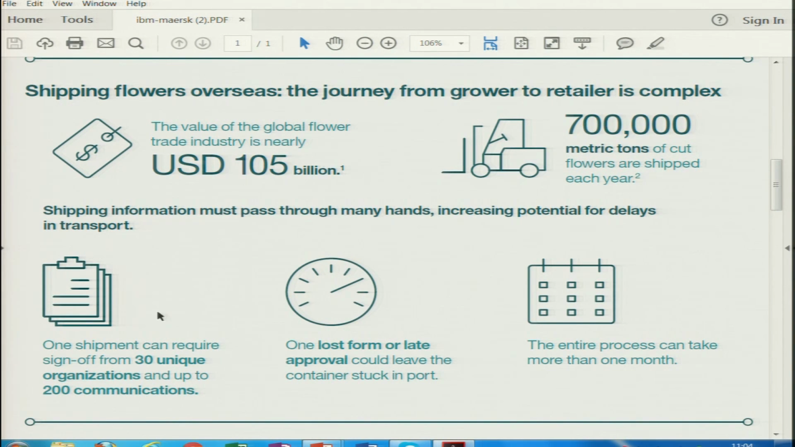So, one shipment can require sign off from 30 unique organizations and up to 200 communications. One bunch of flowers may require 30 unique organizations to approve the shipment. One last form or late approval could leave the container stuck in port, and the entire process can take more than a month, of which the actual transportation time may be as little as 2 weeks or less. By air it takes only a few hours, but still the overall process may take up to a month.